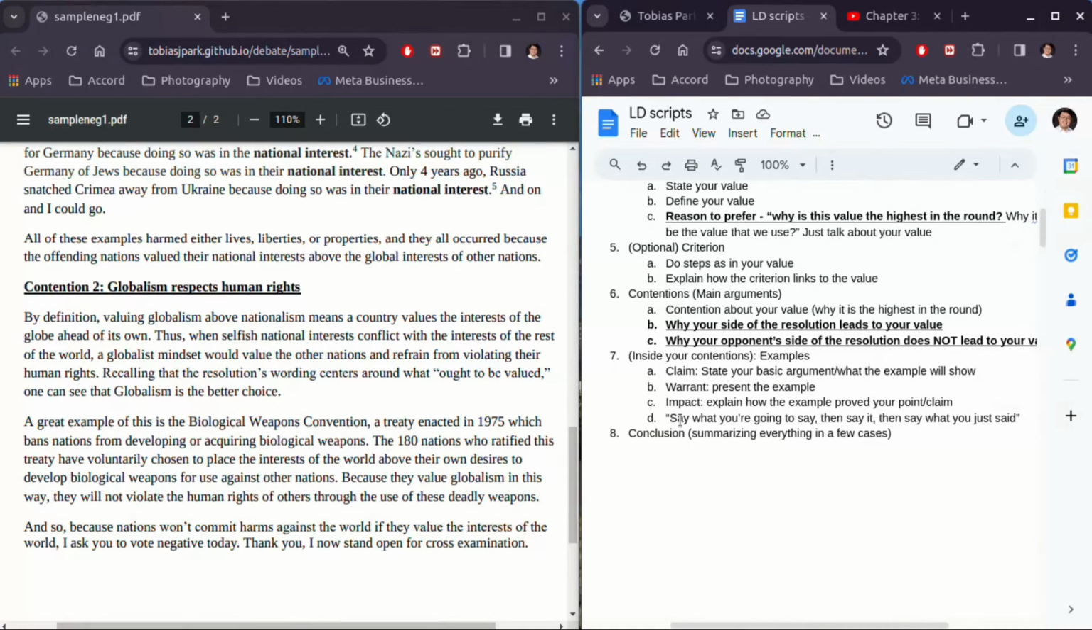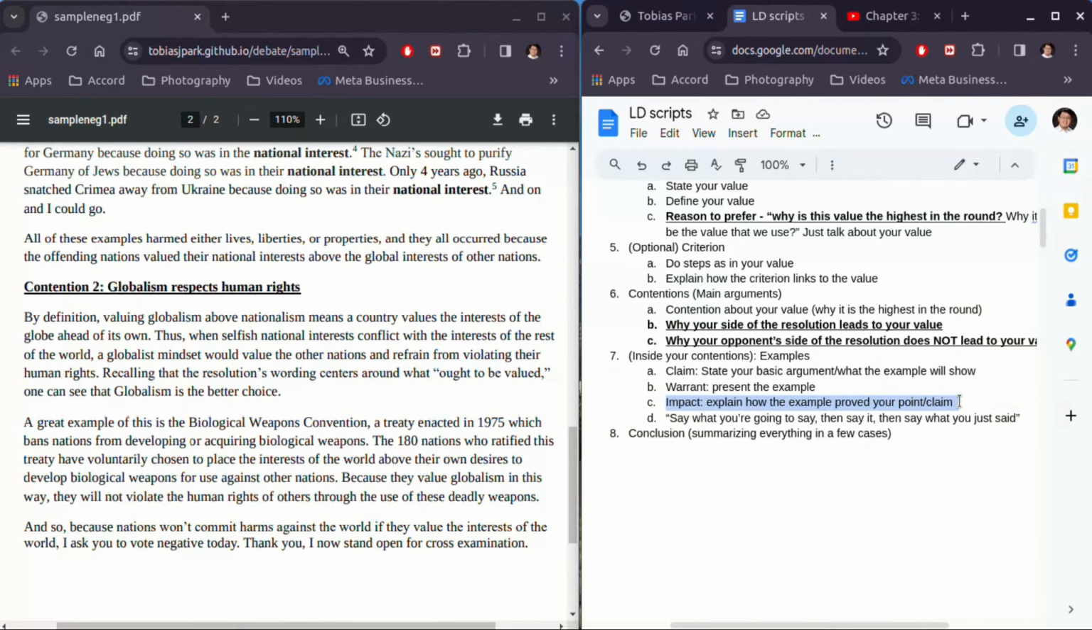And then I go into the warrant for the claim to prove the claim. I talk about the Biological Weapons Convention here. That's my warrant. That's my main example. And I think it's always important to have a real world example in your case if you can, just because that makes your argument so much clearer to the judge. They can understand what you're talking about much more understandably if you have an example to back that up. So I have this example of the Biological Weapons Convention, how globalism created this convention and protected a lot of human rights.